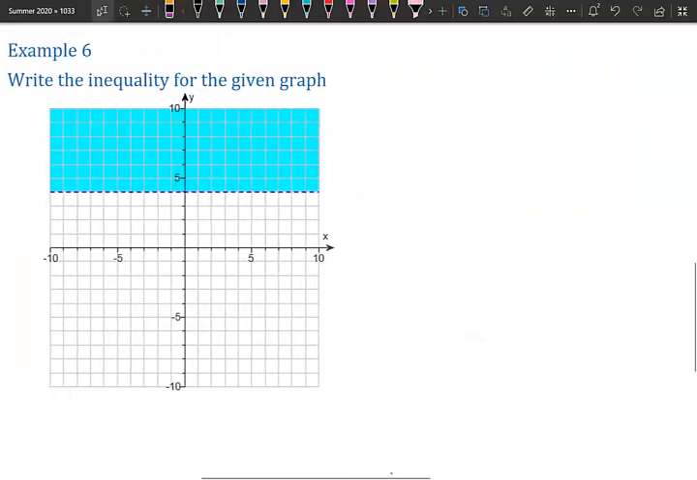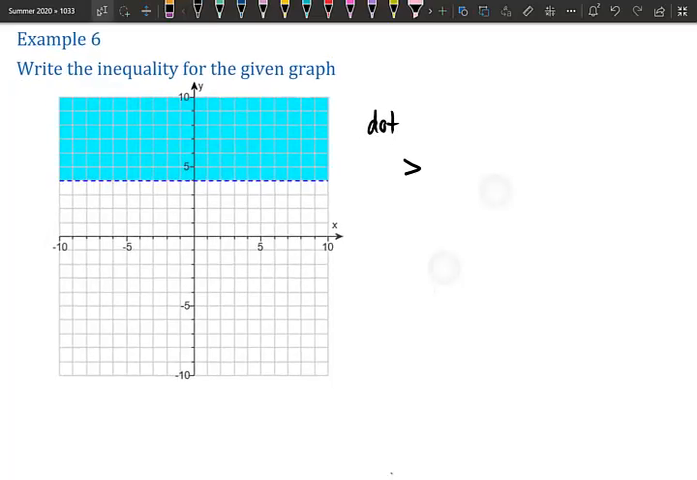So let's do it again. Is it solid or dotted? It's dotted. Since it's dotted, we know it's not going to have a line underneath. It's greater than because it's going up. And since it's horizontal, it's y. And the y it's on is 4.